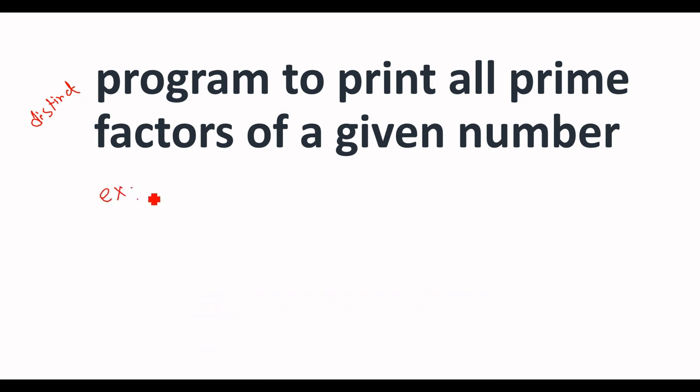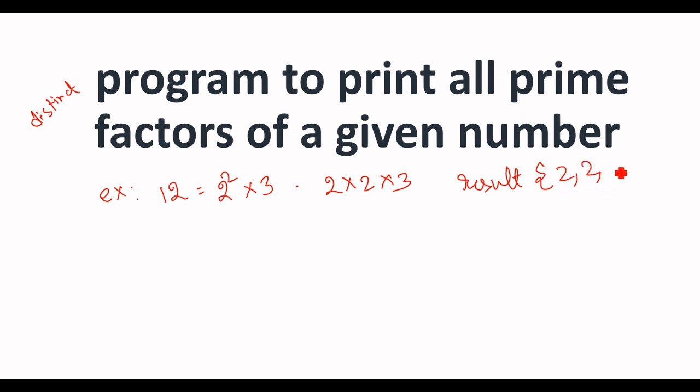Example, I know you didn't understand what I was saying. For example, 12 is nothing but 2 square into 3, so it has two 2s and one 3. As a result, we can return 2 comma 2 comma 3. Now if it would ask for distinct factors, we would simply return 2 comma 3. So this is something I am going to explain. Whether distinct or non-distinct factors won't matter; what matters is how we can do it.